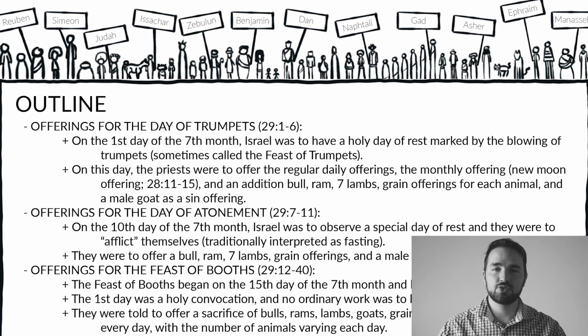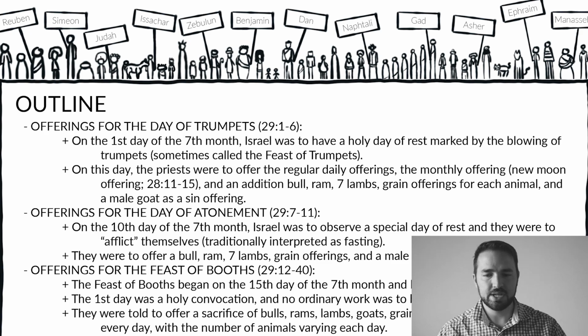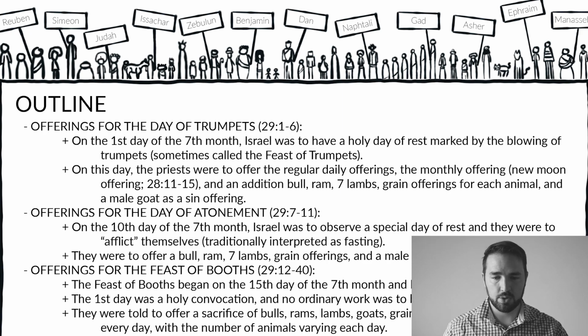The first section is verses 1 through 6, offerings for the Day of Trumpets. So on the first day of the 7th month, Israel was to have a holy day of rest that was marked by the blowing of trumpets, and that's why this day is sometimes called the Feast of Trumpets. On this day, the priests were to offer a special kind of sacrifice.